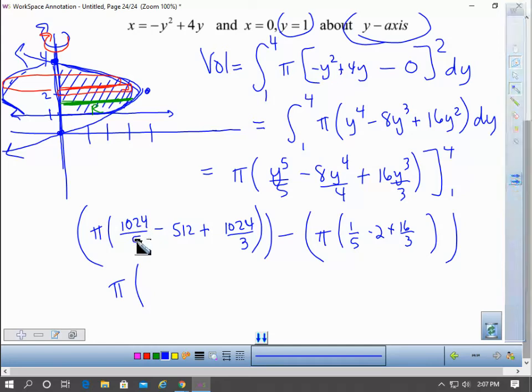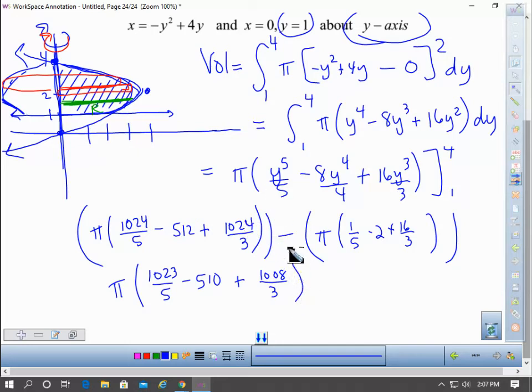So I've got 1024/5 minus a fifth. So that's going to be 1023/5. And then I've got a -512 minus -2, which means we're adding 2. So that'd be a -510. And then here we've got 1024 thirds minus 16 thirds, which is going to make 1,008, I believe, thirds. 1024 minus 16, check my math there. 1024 minus 16 is 1,008, yeah, thirds.